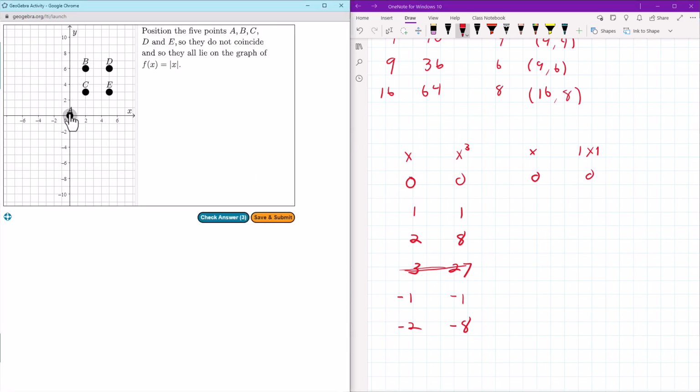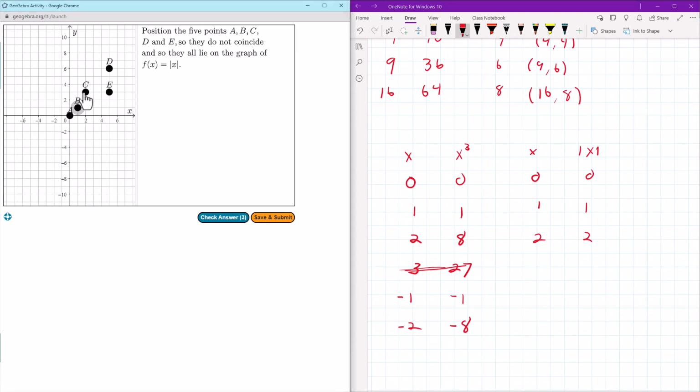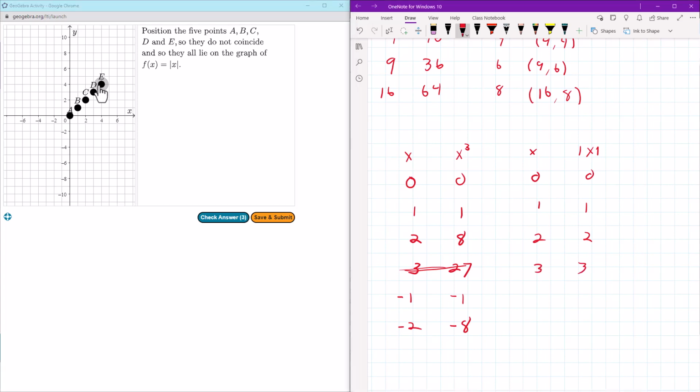If x is 1, the absolute value of x is 1. If x is 2, the absolute value of x is 2. So we can put b at 1, 1, c at 2, 2. We actually could put d at 3, 3, and e at 4, 4, and that should actually be sufficient because it just says to put all the points so they lie on the graph and don't coincide. The absolute value of 3 is 3, the absolute value of 4 is 4, and so we would have the points 0, 0, 1, 1, and so forth.